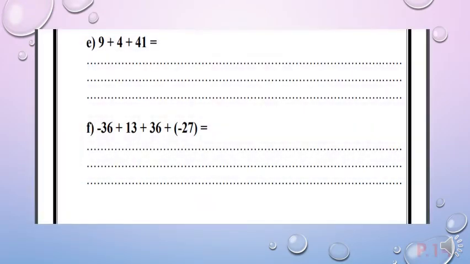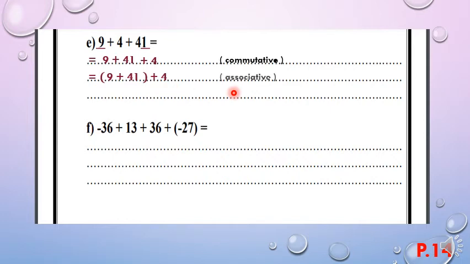Page 14, letter E. 9 plus 4 plus 41. Check the units. 9, 1. So, equals 9 plus 41 plus 4. Commutative. Equals, we are going to put these two numbers between brackets together. So, open brackets 9 plus 41, close the brackets, then put plus 4, which is called associative. Equals, the result of the brackets is 50 plus 4 equals 54. Belongs to Z, that is closure.